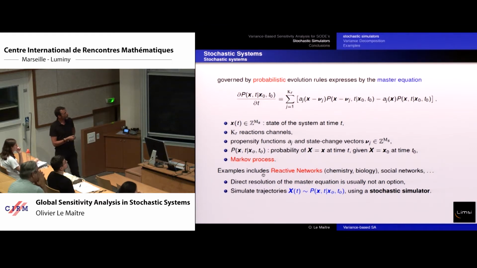The functions aj here are the propensity functions that fix the time rate at which reaction j occurs, and they are generally dependent on the state. The mu j here are the state change vectors. Each time a reaction of type j occurs, you have to update the state of your system, and that's the quantity by which the state changes for a single event. So it's a Markov process, and it's used in many different applications.